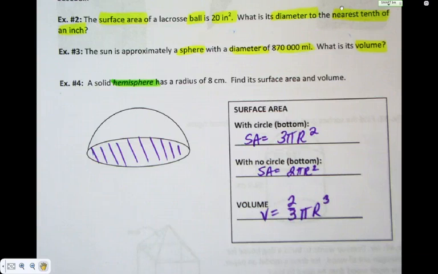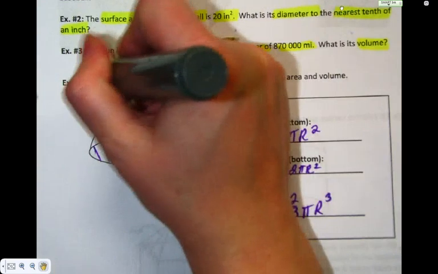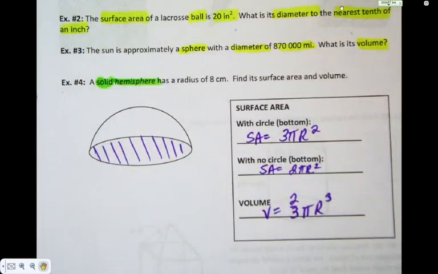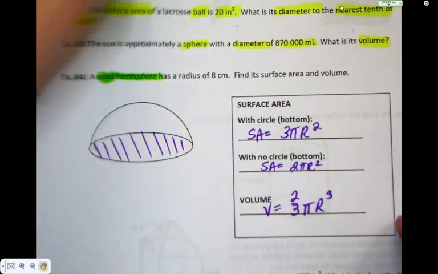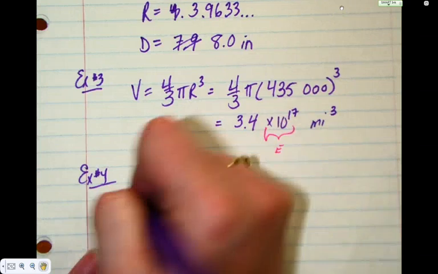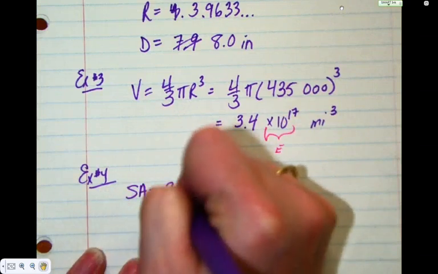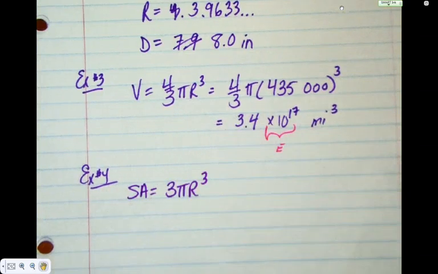Read the questions carefully because sometimes it's implied whether there's the bottom or not. And obviously for surface area, that's going to change the formula. What is the key word in question 4 that tells you which formula we're going to use? Solid. Solid implies that it is filled. So do we use with the bottom or without the bottom? With the bottom. So because there's a bottom, we're going to use 3 pi r squared.